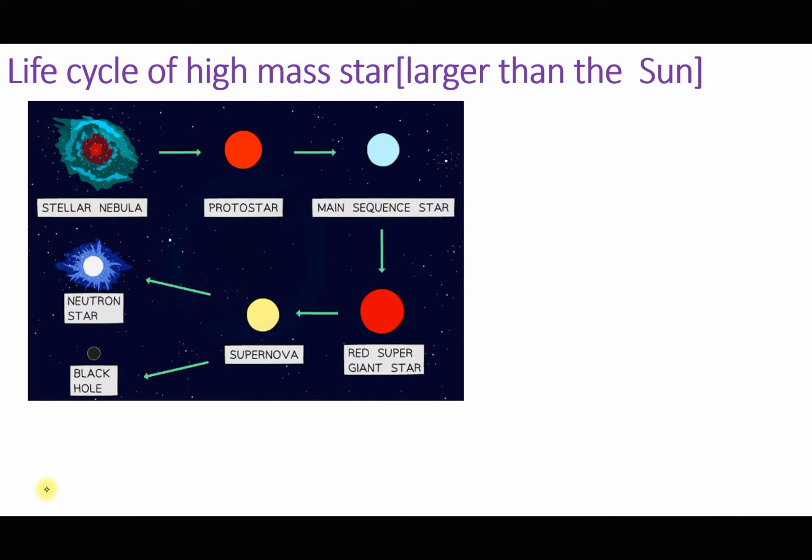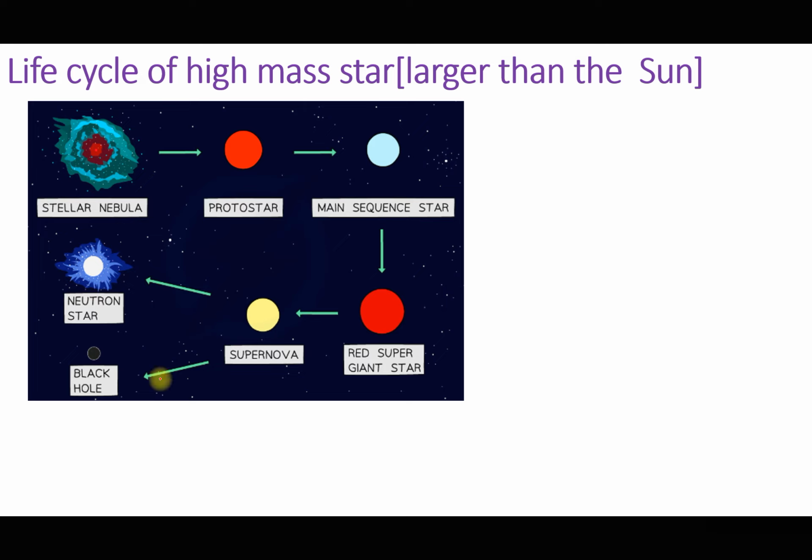So we still have the same stages. We start with the interstellar nebula or the molecular cloud, which collapses into a protostar. And when fusion reactions occur, it becomes a main sequence star or a stable star. And after that, because it is a large star, it becomes a red supergiant, which later on becomes a supernova when it runs out of fuel. And finally, it settles as a neutron star or a black hole.